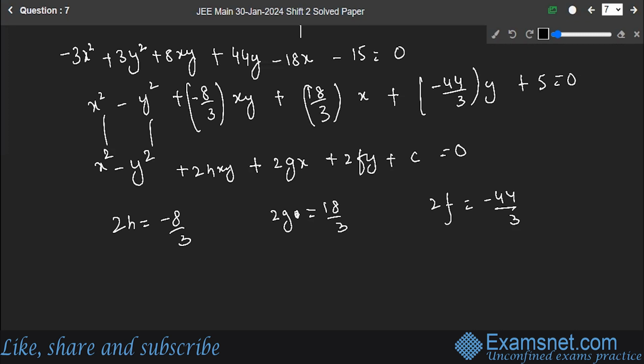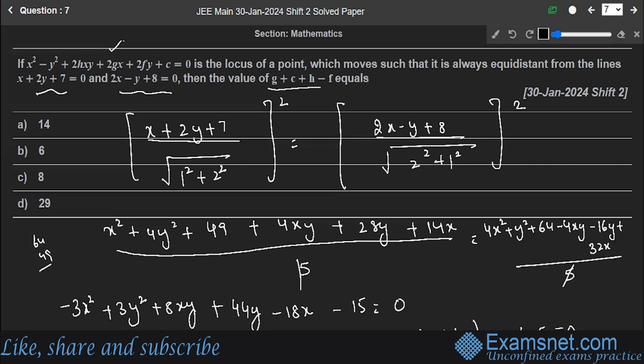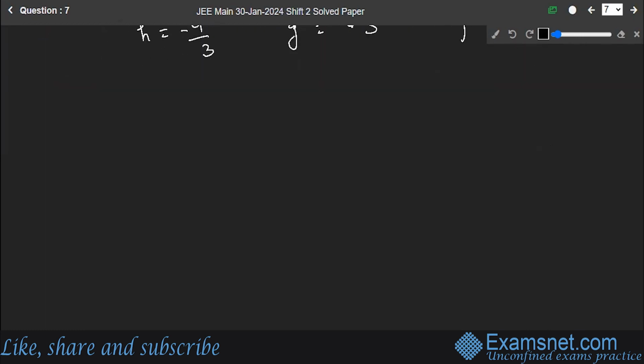Okay. From here, you get the value of h as minus 4 upon 3, g is equal to 9 upon 3, that is equal to 3 only. It is not minus, it's positive only. So f will be equal to minus 22 upon 3 and your c is equal to 5. What you have to find out is g plus c plus h minus f.